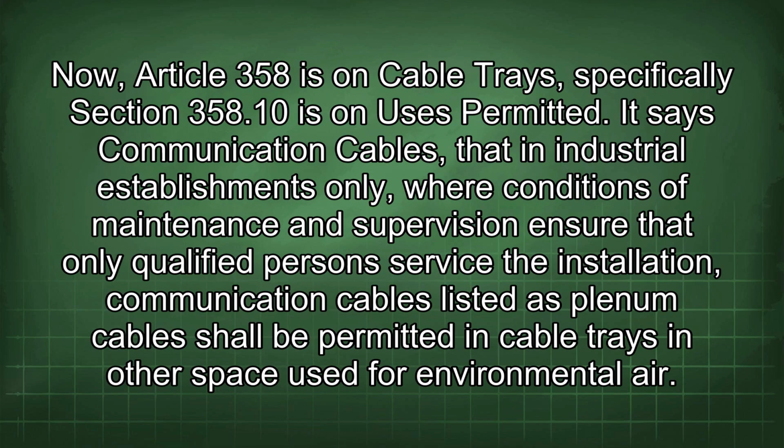Now, Article 358 is on cable trays, specifically Section 358.10 is on uses permitted. It says communication cables that in industrial establishments only, where conditions of maintenance and supervision ensure that only qualified persons service the installation, communication cables listed as plenum cable shall be permitted in cable trays and other space used for environmental air.